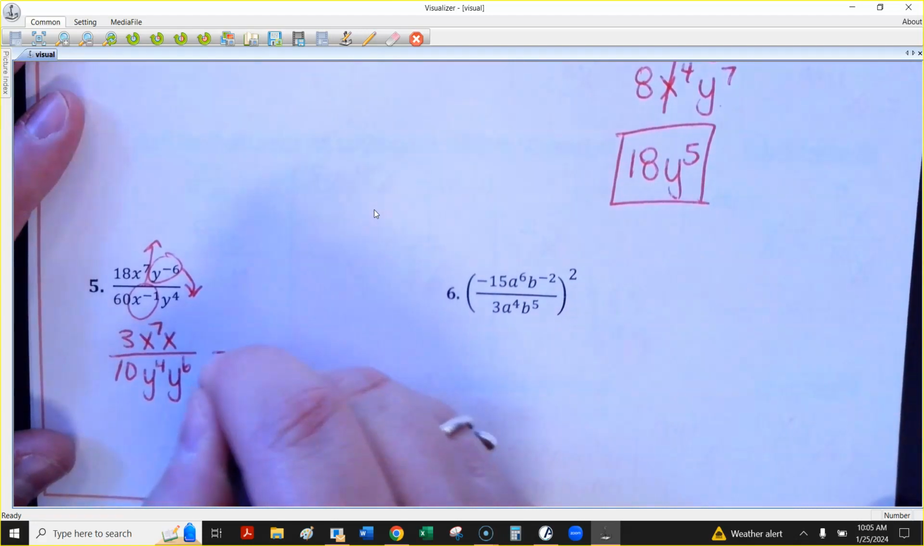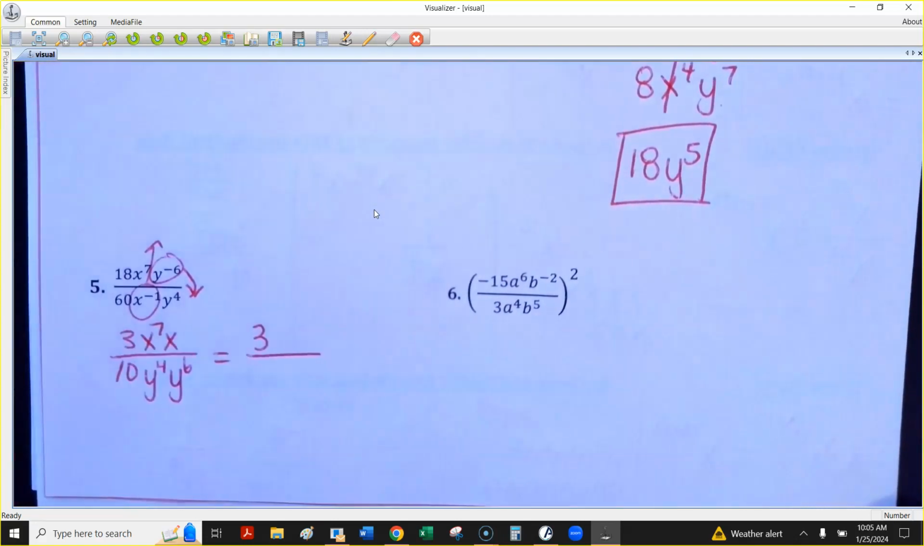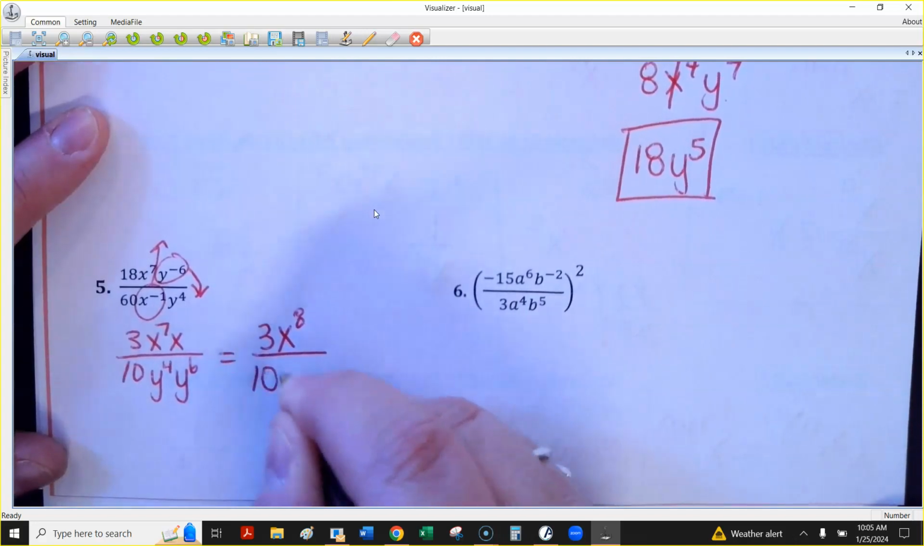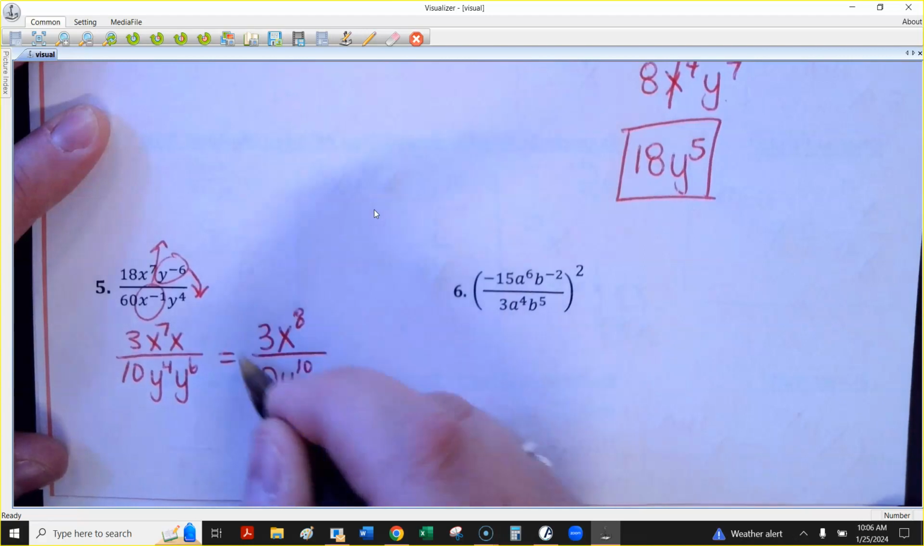So when you move them, if it already exists, I'm going to move 1 up. So I had 7 x's up here. If I move that one up, you should have x to the 8th. Then you're adding them because you're multiplying like bases. Same thing with the y's. So move the negative 6 down, make that positive 6. Then you've got a product on the bottom. It'd be 10y to the 10th.